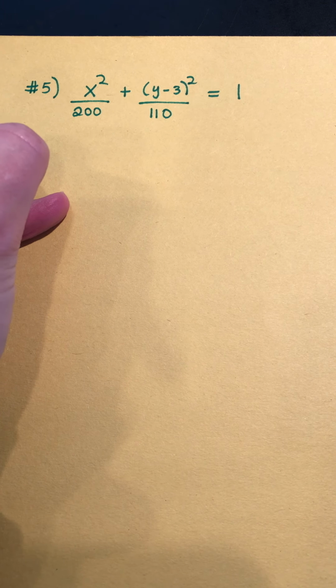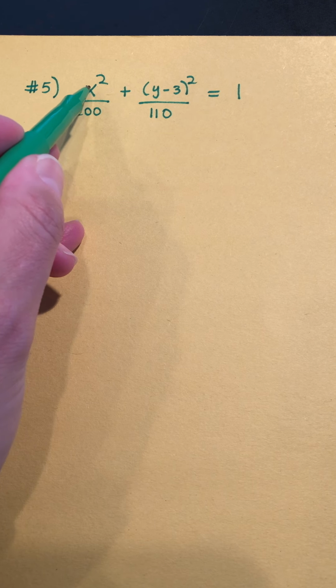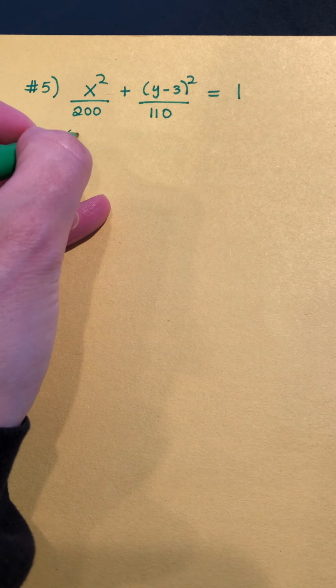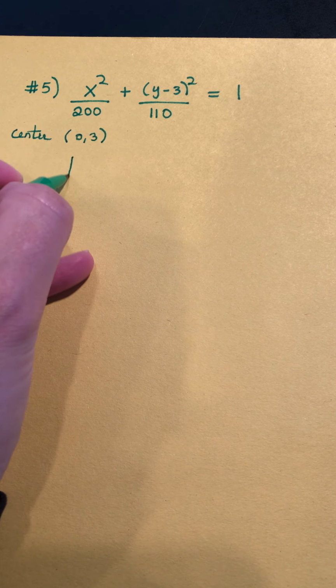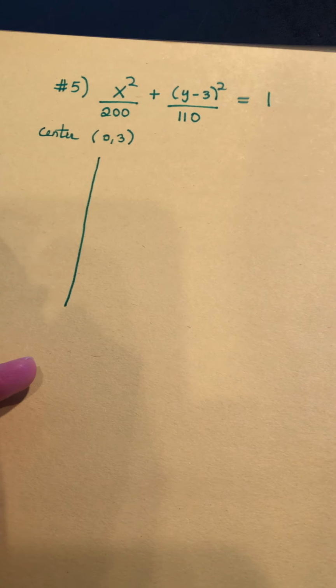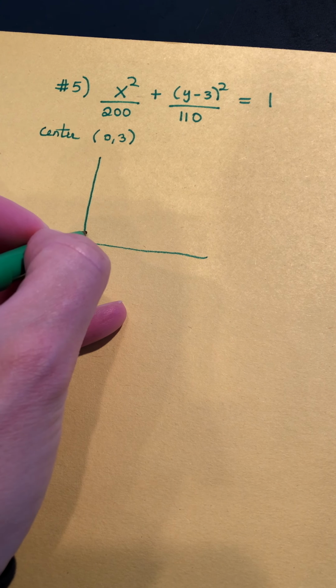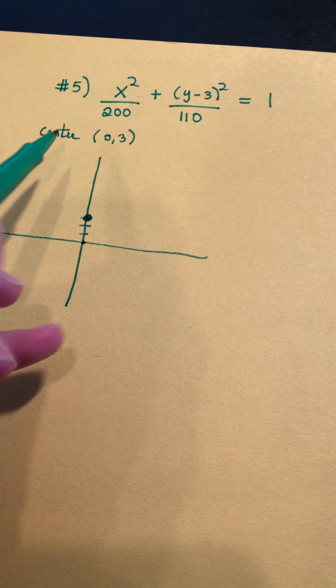And the center is going to be (h, k). And since this is really like x minus 0 squared, the center is going to be (0, 3), okay? So I'm probably going to draw a quick sketch of this. So 1, 2, 3, so the point (0, 3) is here. That's the center of the ellipse.